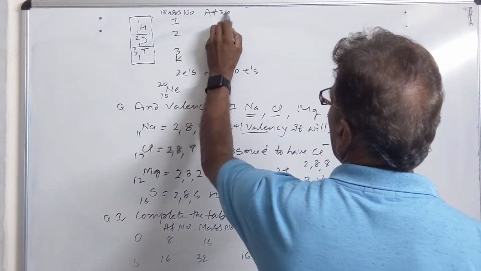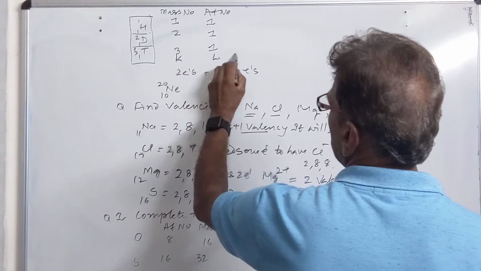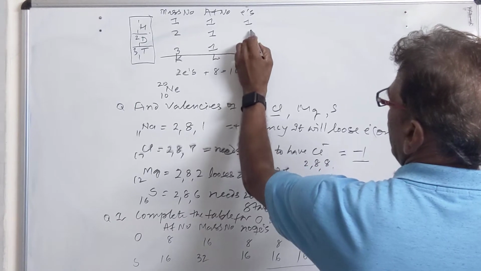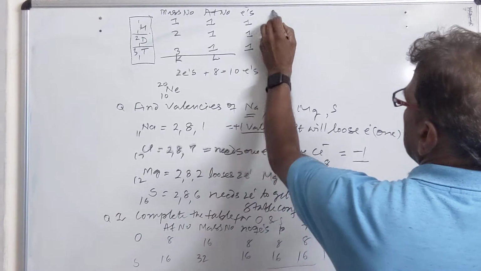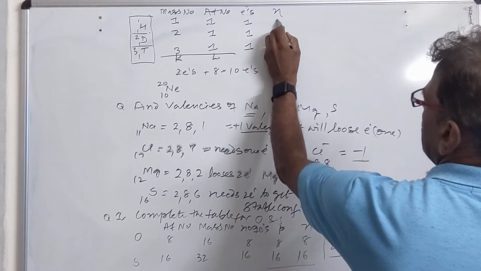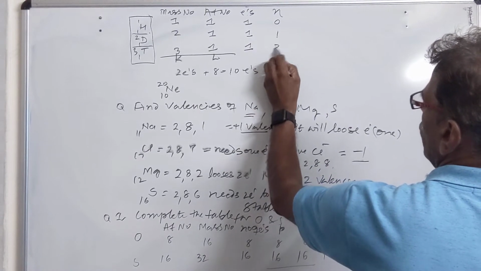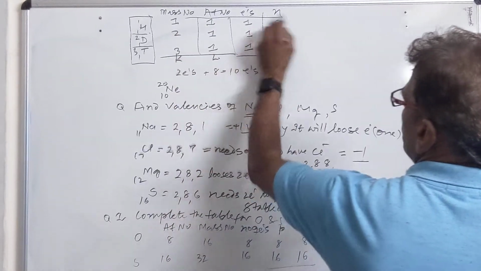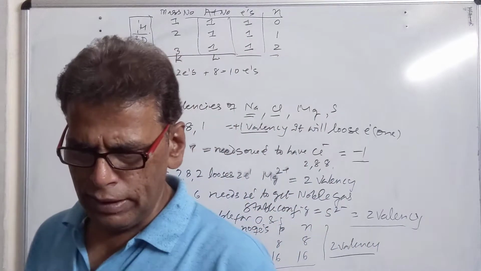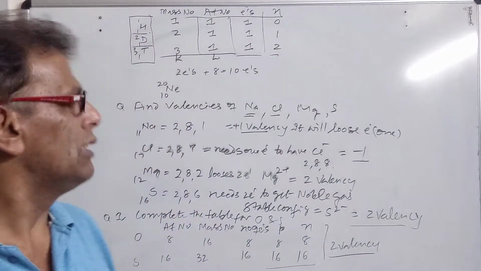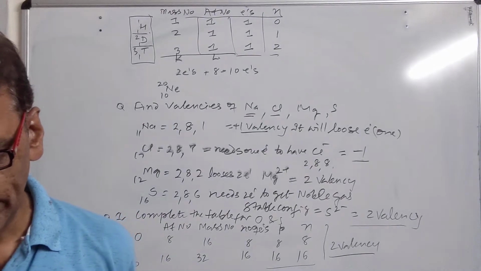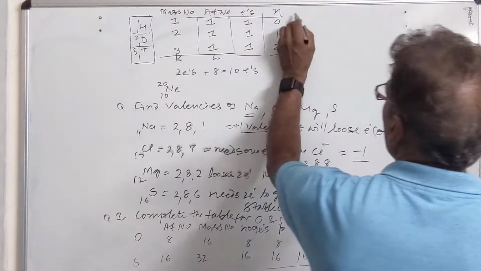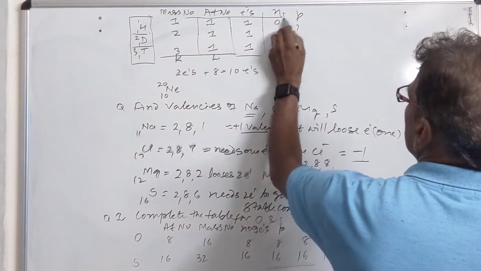Atomic number of each, their isotope atomic number will be the same in the 3 isotopes, and number of electrons is 1 in this case, 1 in this case, 1 in this case. Number of neutrons, here it is 0, it is 1 in this case and 2 in this case. So these are there. Complete the table of these elements. Electron and proton remain the same in all cases, proton is also the same, 1, 1.